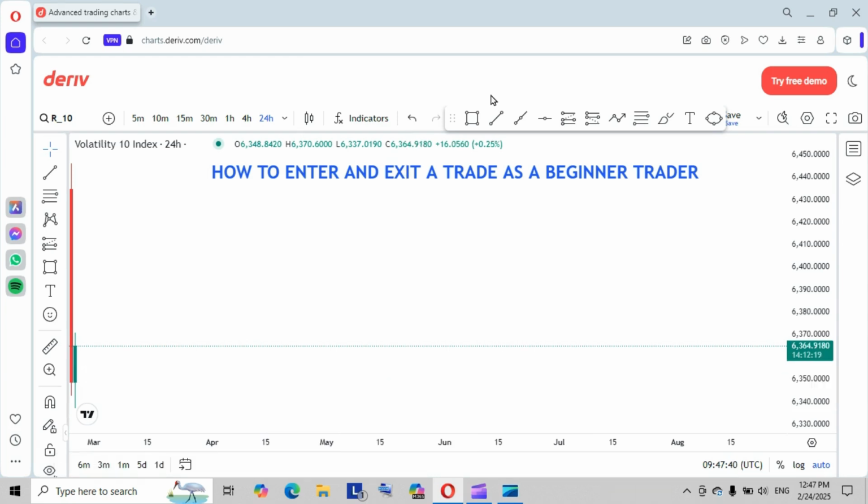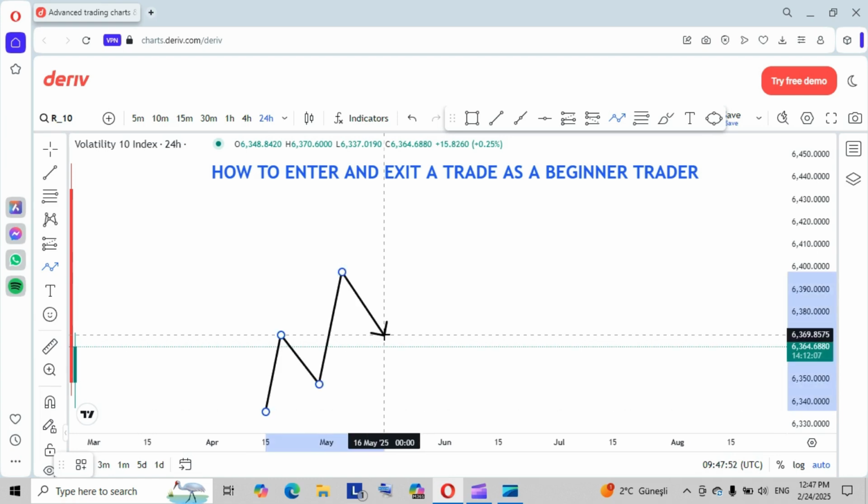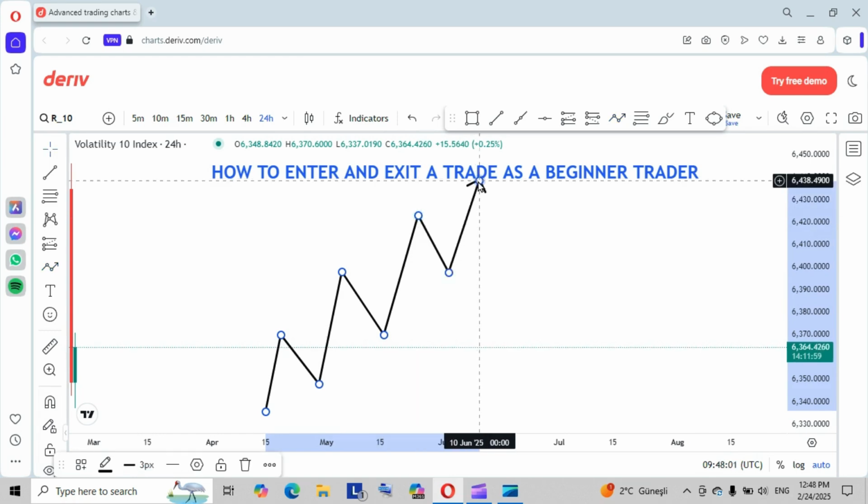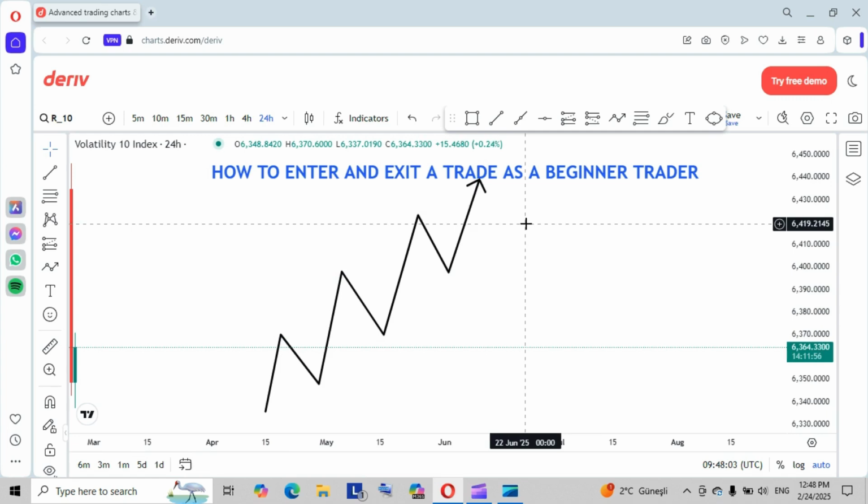So now let's look at the bullish structure. We say higher high, higher low. The sellers push down, the buyers push up, the sellers push down again. Then they were tired, the buyers push up, the sellers push down again. Then the buyers push up. So this is a bullish market structure. Now in a bullish market structure, when you want to enter, you need to identify the higher highs and the higher lows.